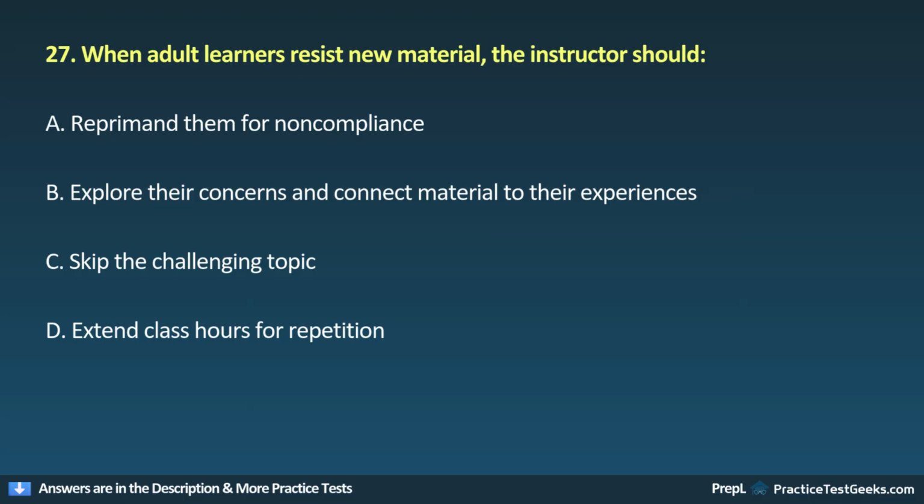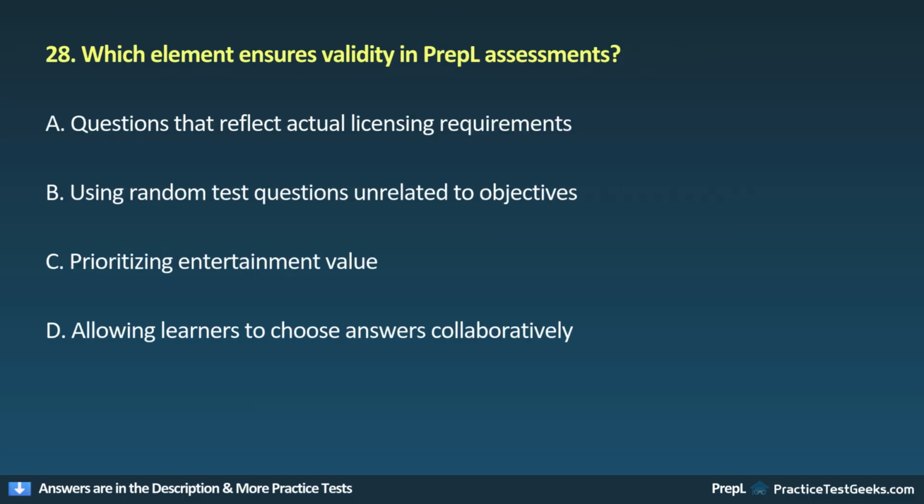27. When adult learners resist new material, the instructor should A. Reprimand them for noncompliance. B. Explore their concerns and connect material to their experiences. C. Skip the challenging topic. D. Extend class hours for repetition. 28. Which element ensures validity in PrepL assessments? A. Questions that reflect actual licensing requirements. B. Using random test questions unrelated to objectives. C. Prioritizing entertainment value. D. Allowing learners to choose answers collaboratively.